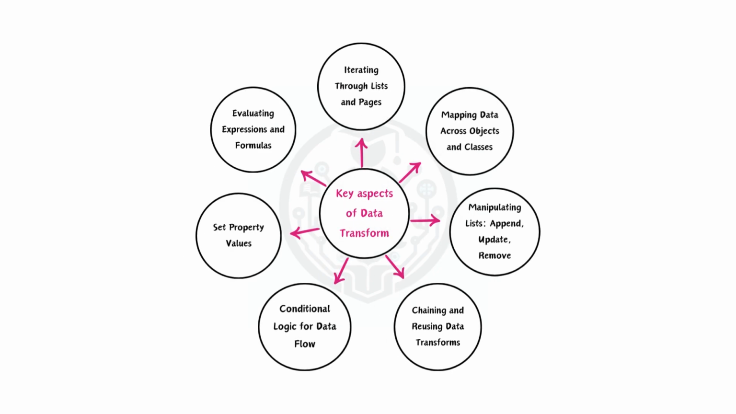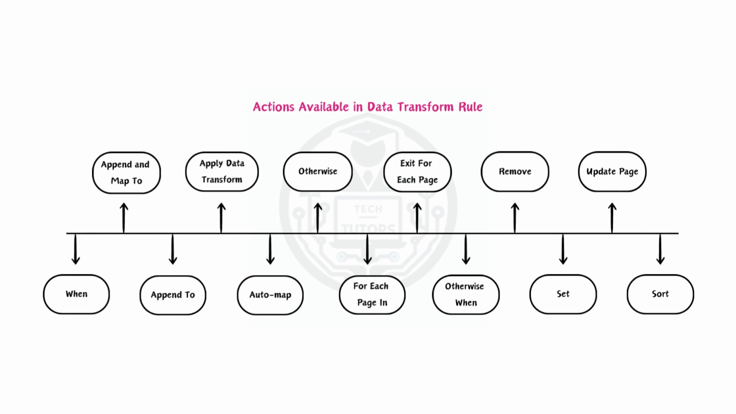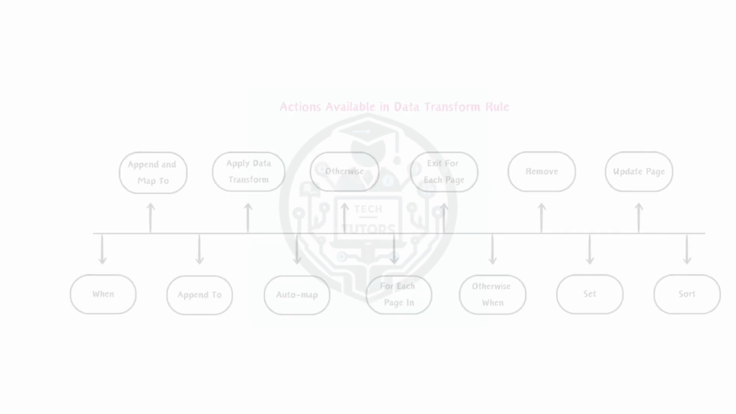Now, let's discuss the essential aspects of data transforms. Data transforms are highly versatile, allowing developers to set property values, implement conditional logic, iterate through lists, and map data across objects and classes. They can evaluate expressions, manipulate lists, and chain multiple data transforms to create reusable components. There are several powerful actions available within a data transform rule, each designed to handle different types of data operations. Let's break down these actions one by one and explore their use cases.